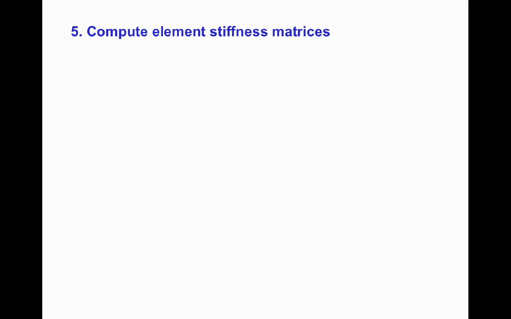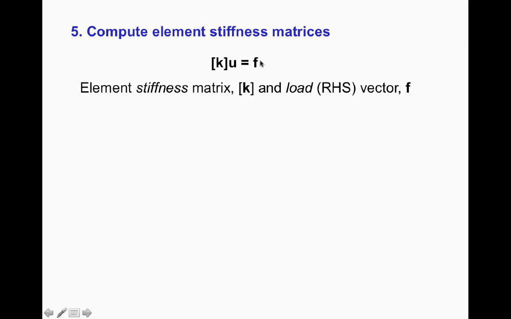So now let's compute those element stiffness matrices. For each element, we have 2x2 equations of the form K times U equals F, where K is a 2x2 stiffness matrix, U is a vector of unknown nodal parameters, U1 and U2, and F is the right-hand side vector, the so-called load vector. So the element stiffness matrix and load vector would be computed from the integral of ∂ψi/∂x ∂ψj/∂x.